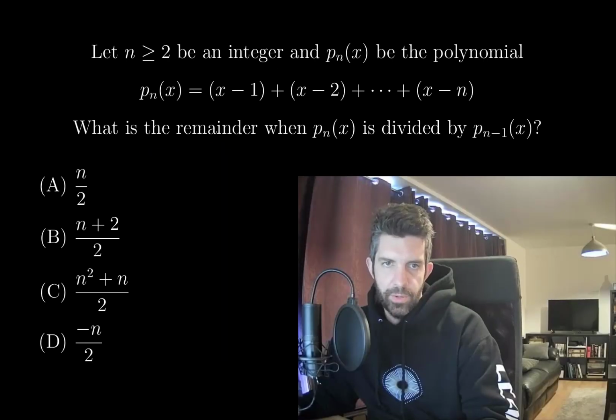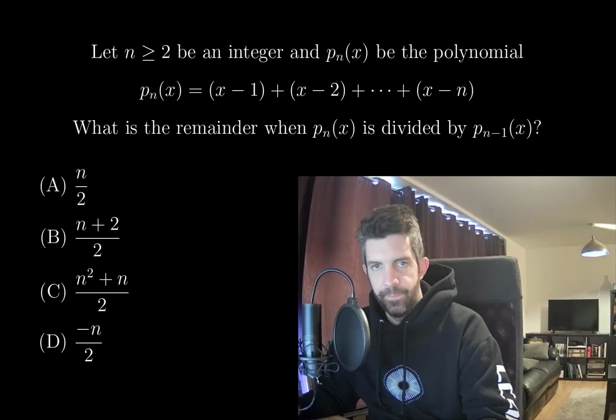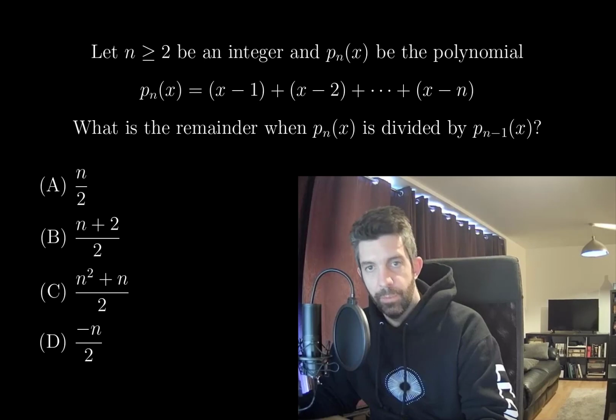Let n greater than or equal to 2 be an integer, and P_n(x) be the polynomial P_n(x) = (x - 1) + (x - 2) + ... + (x - n). What is the remainder when P_n(x) is divided by P_{n-1}(x)? And we're given some options here in terms of n.